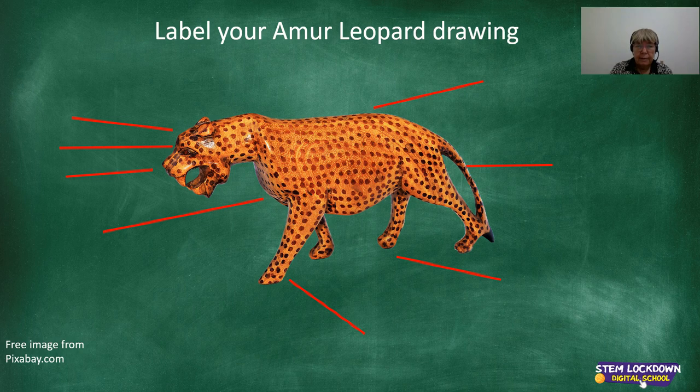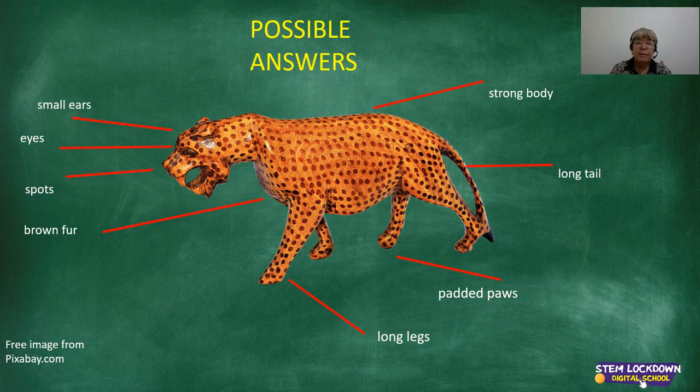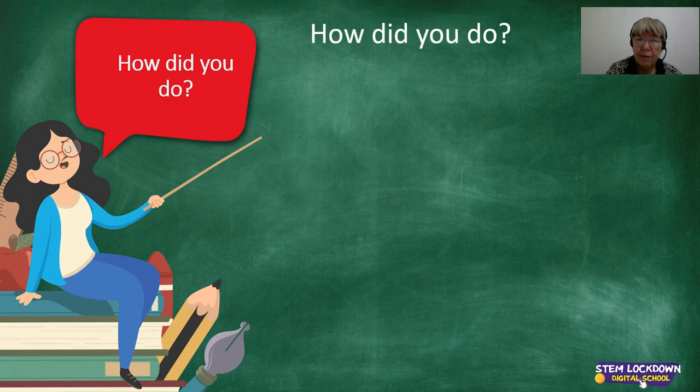All right, did you get those? Okay, here's some possible answers. I've just added adjectives in front of them, but you don't have to. There's ears, eyes, spots, fur, legs, paws, tail, body. Did you get at least 6 of those? So give yourself a mark out of 6. Okay. How did you do?